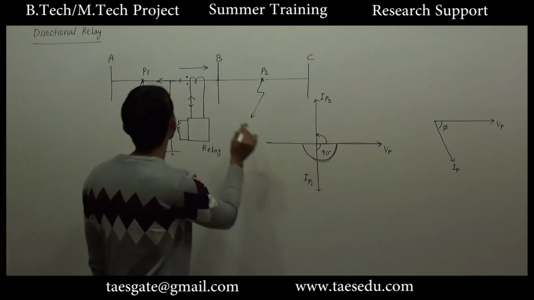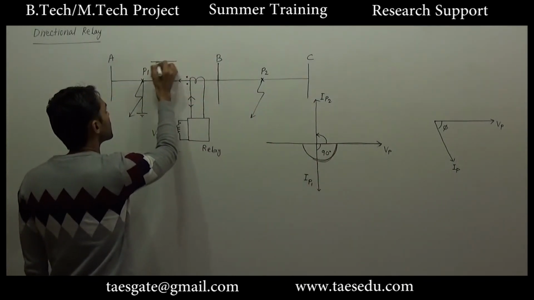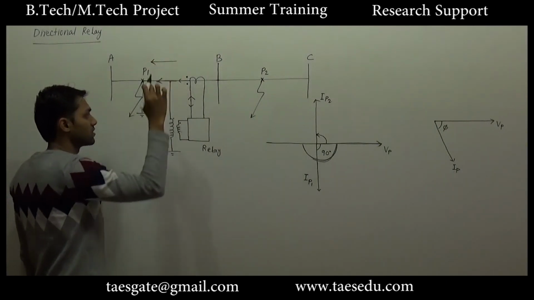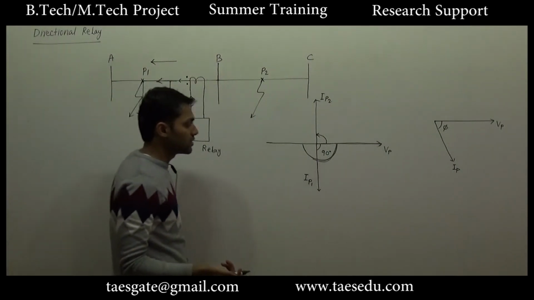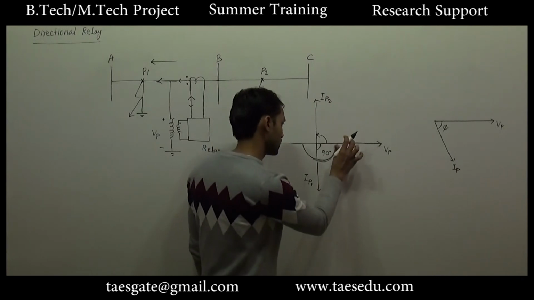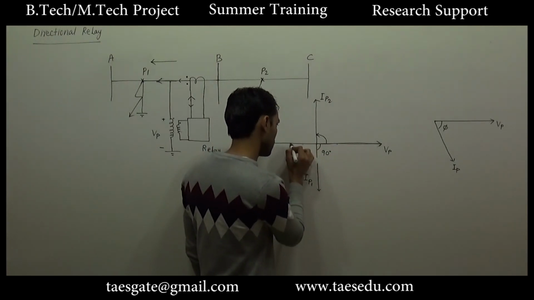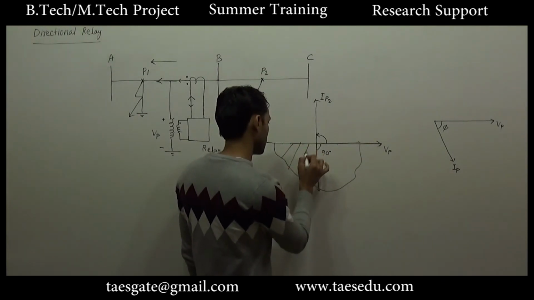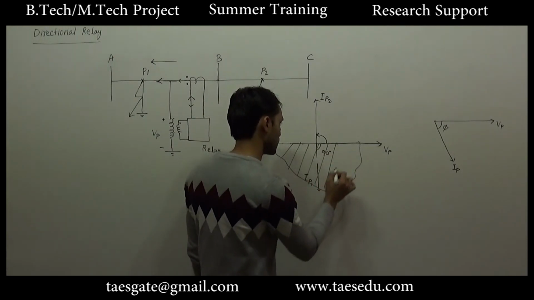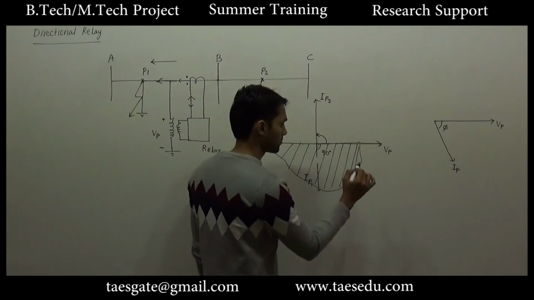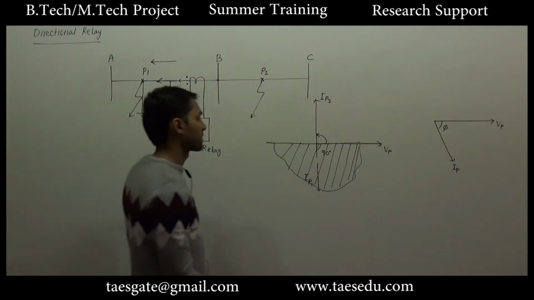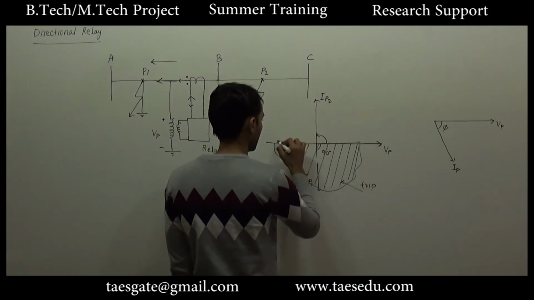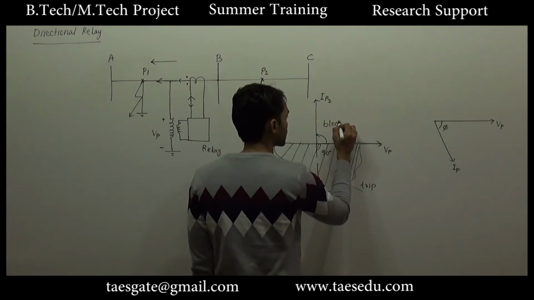So lagging current means this direction of current, and suppose you want this relay to operate for this direction of current. Conversely, you can say that you want this relay to operate for lagging current. So this is the region of lagging current. In this region, the relay should trip, or the relay should be permitted to trip. And in this region, the relay operation will be blocked.